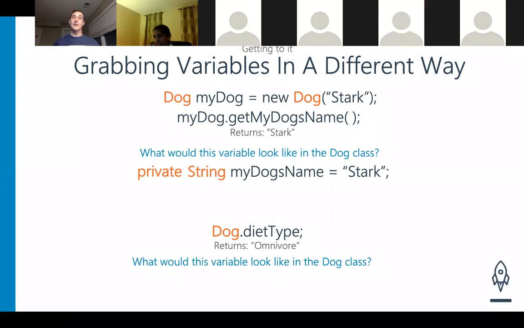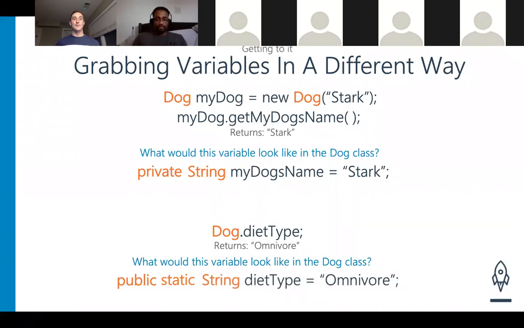Public, very good. Public string. Public, it goes public. We all have that right, very good. Static. Static, fantastic. And then string. Public static string dietType equals omnivore. How we access dietType is a clear indication that this was static.